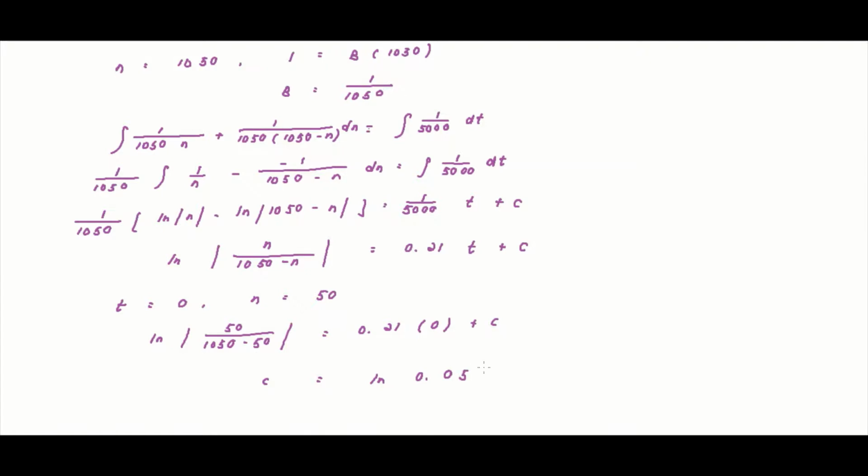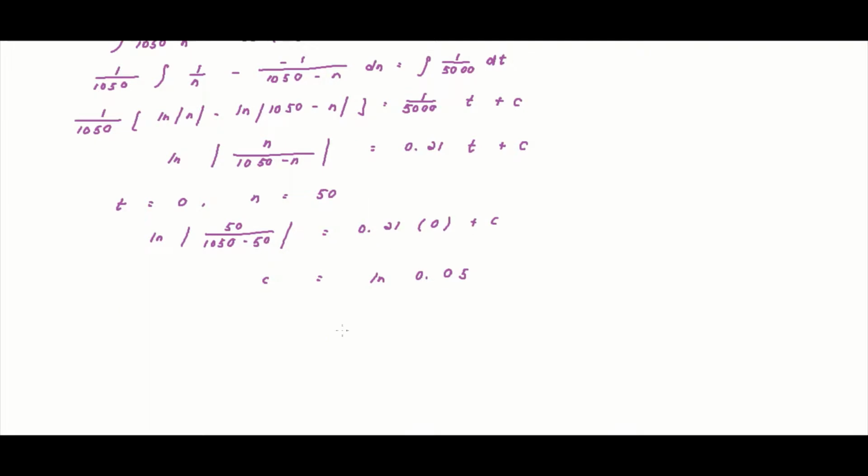All right, so after you have gotten the c, let's continue to move on. Put it back into the equation. So ln n over (1050 minus n) equal to 0.21t plus ln 0.05. Is that okay? So when you reach this step, you should be able to find the e. So n over (1050 minus n) equal to e to the power of 0.21t plus ln 0.05.